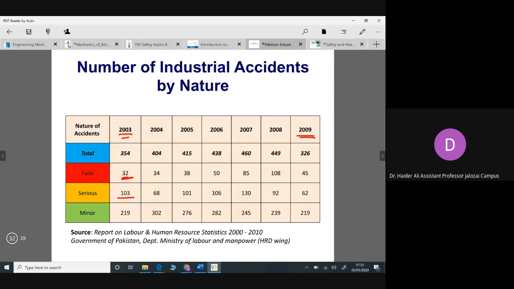Now, again, these numbers are not complete in every regard. This is the report of Labor and Human Resource from 2000 to 2010 by the Government of Pakistan, Ministry of Labor and Manpower. But in Pakistan, the reporting of accidents is not as effective as it should be. Not every accident is reported, so these numbers are not complete. But again, it's just to give you an overview of the statistics.